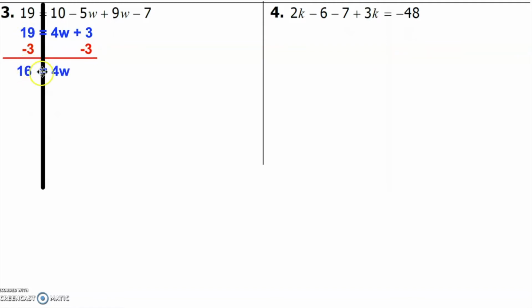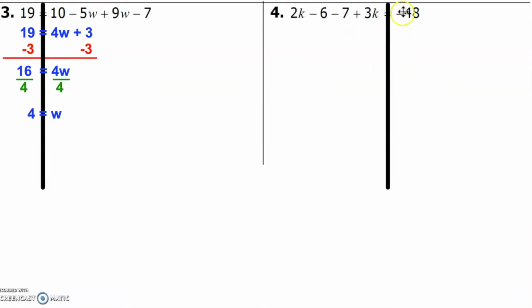That leaves us with 16 equals 4w. Then divide by 4 because I need to isolate that variable. And then w is equal to 16 divided by 4, which is 4.